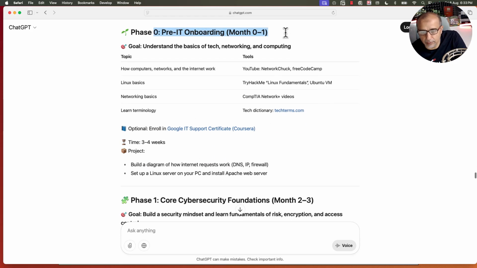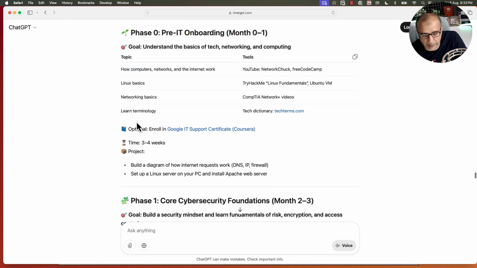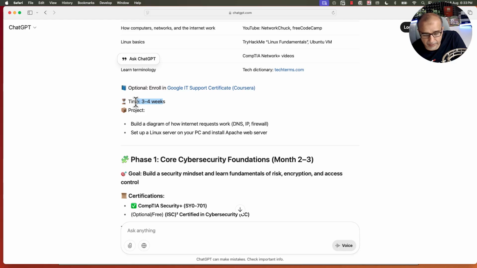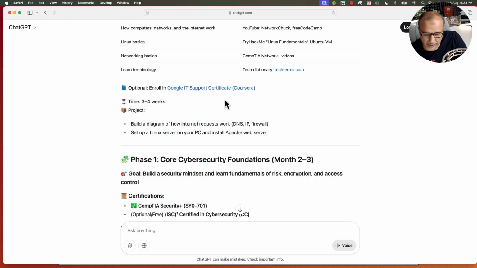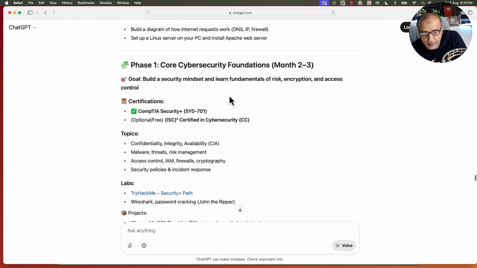Okay, phase zero, pre-IT onboarding. Just the general knowledge about IT. Linux basics, how computers and networks function, networking basics, terminology. The duration is 3 to 4 weeks, and this is what was suggested: Google IT Support Certificate. You don't need to. You can look at the fundamentals path roadmap that I have mentioned before, and that includes all what you need for this step.